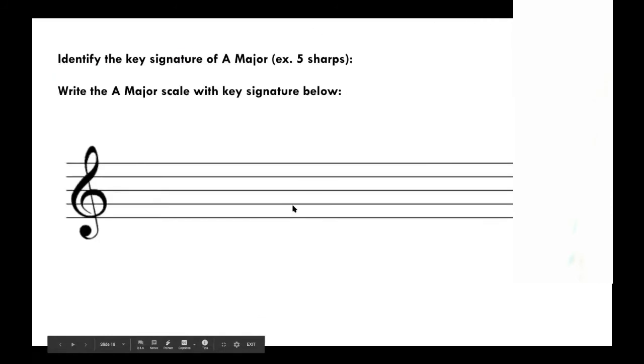Okay, so I'll just wait till, okay, is everyone done? You don't have to write the whole scale like up 2 octaves and then down 2 octaves. You can just write up 1 octave.